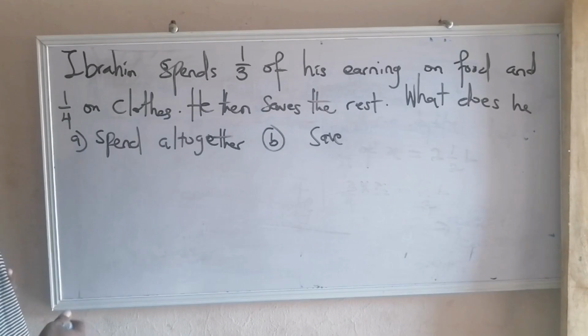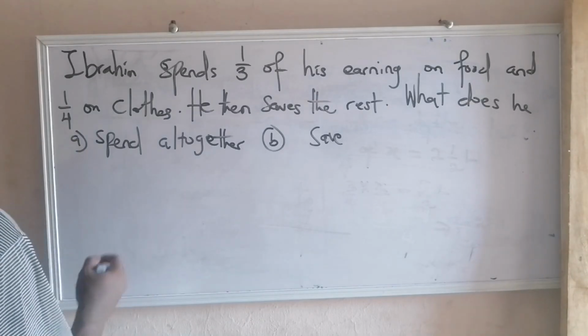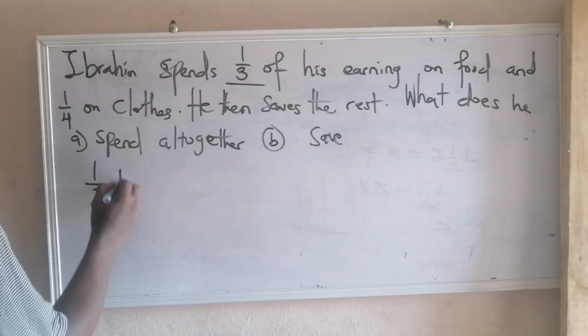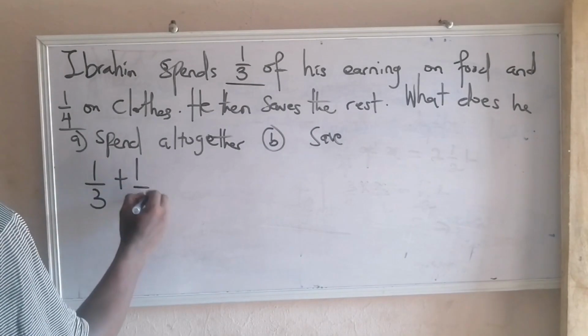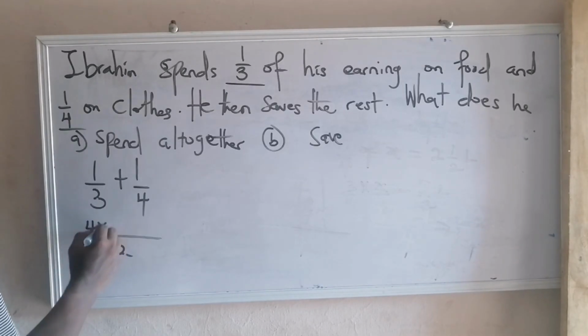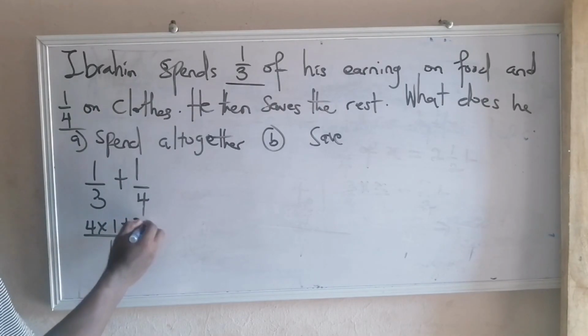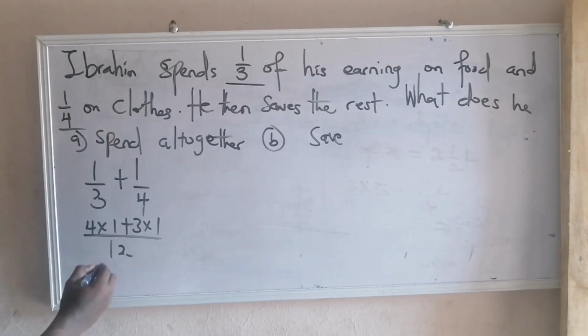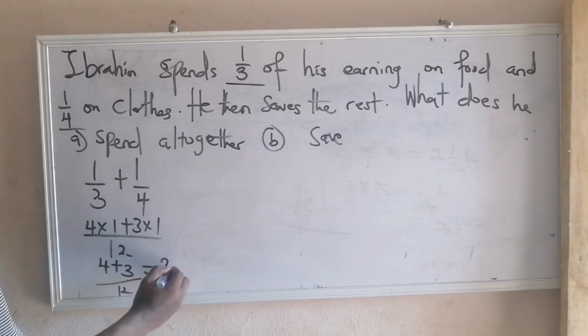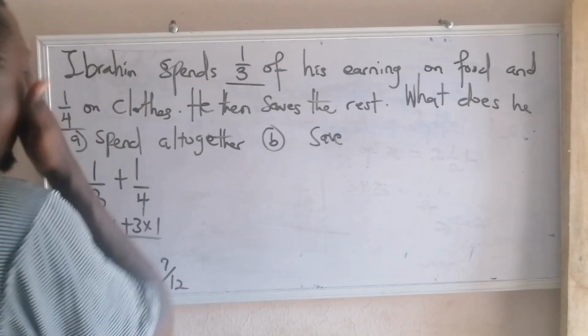To get the amount, the fraction he spends altogether, why don't you just add the 1/3 that he spent on food plus the 1/4 on clothes. You look for your LCM. What's the LCM of 3 and 4? That will be 12. 3 in 12, that will be 4. 4 times 1, plus 4 in 12, that will be 3. 3 times 1. What is 4 times 1? That will be 4. Plus 3 times 1, that will be 3 over 12. 4 plus 3 is 7 over 12. So that's it. He spent 7 over 12 of his earning.